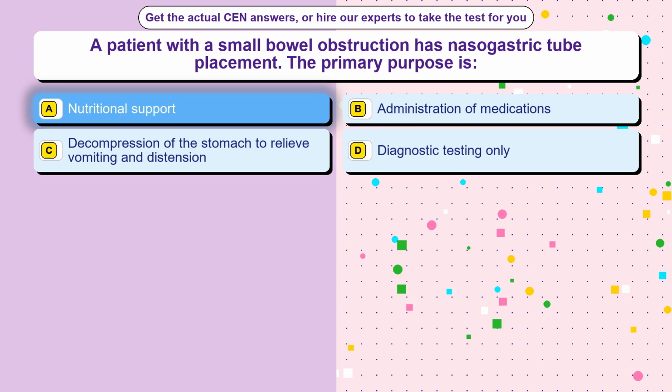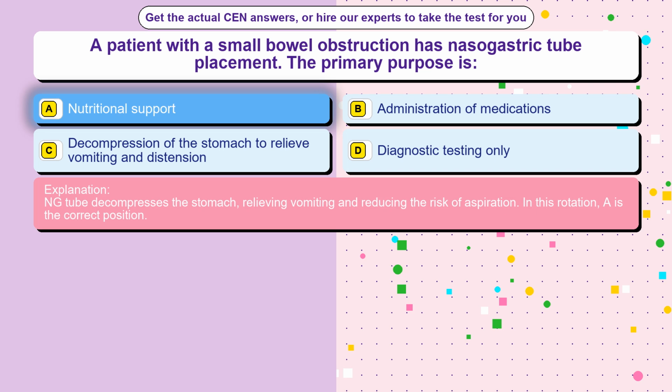The correct answer is option A, nutritional support. NG tube decompresses the stomach, relieving vomiting and reducing the risk of aspiration. In this rotation, A is the correct position.